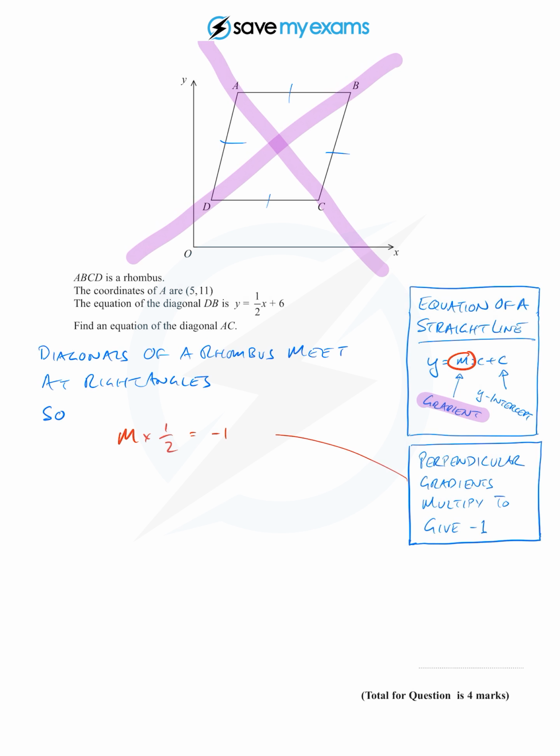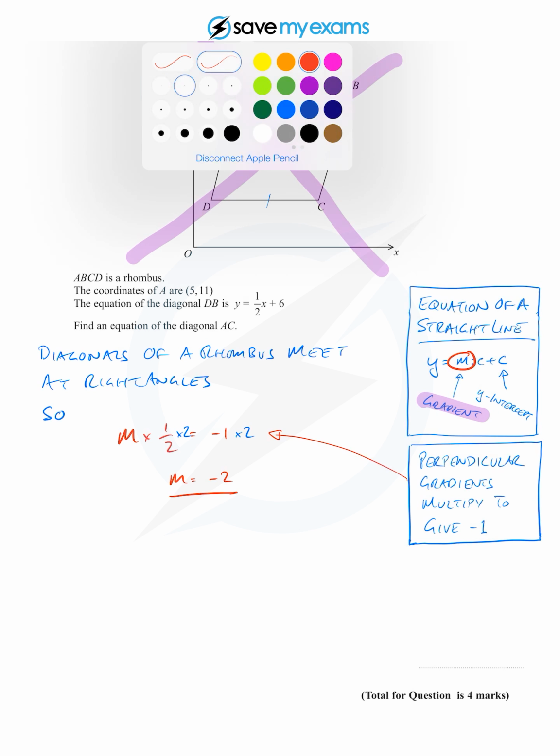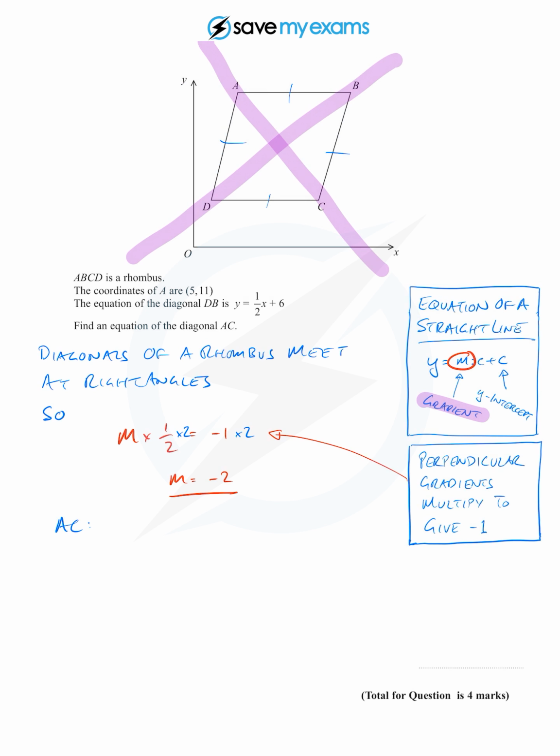Let's just remind ourselves that that's what we've done. And how do we get m on its own? Well, I need to get rid of the half, so let's multiply by 2. If I do that, I get the gradient of the line we're trying to find is -2. So the line AC is y equals mx plus c, that is, y equals -2x plus c. And all we need to do now is find the c.